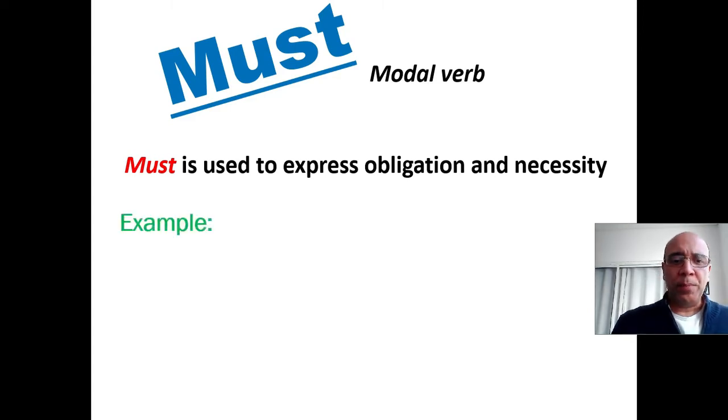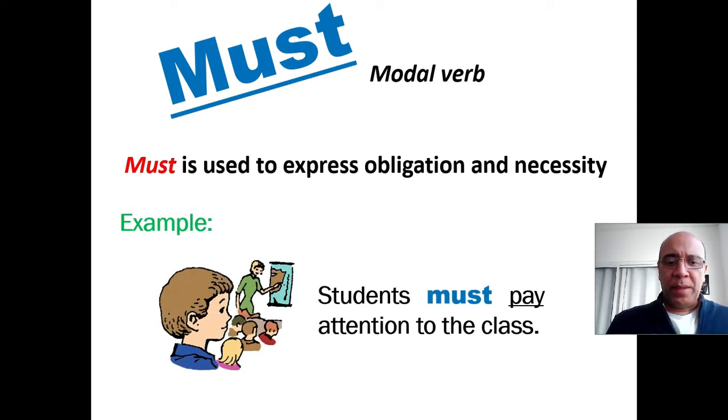For example, we have here an image of a kid in the classroom. So, he's a student. Students must pay attention to the class, which means it's their obligation to pay attention. So I can use this modal verb must to give this idea.